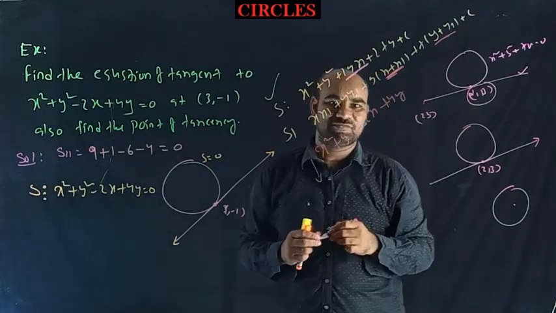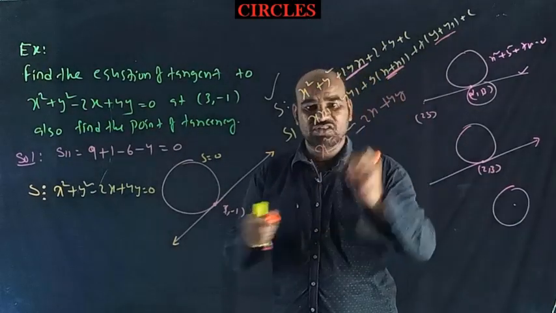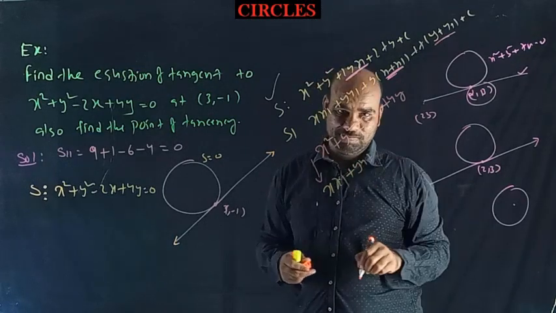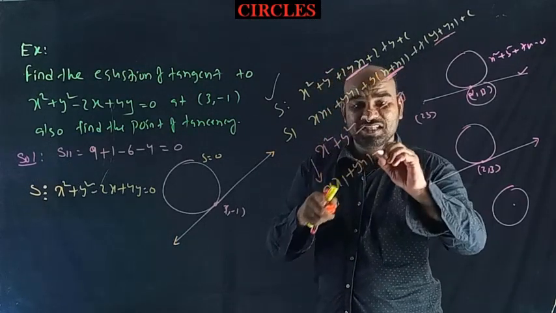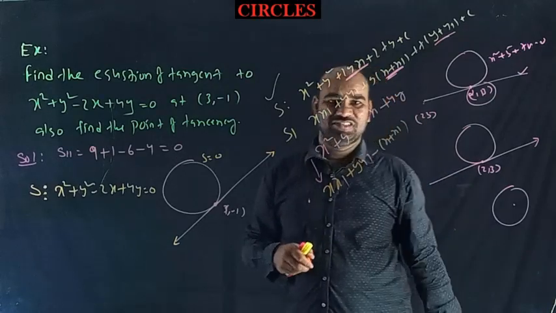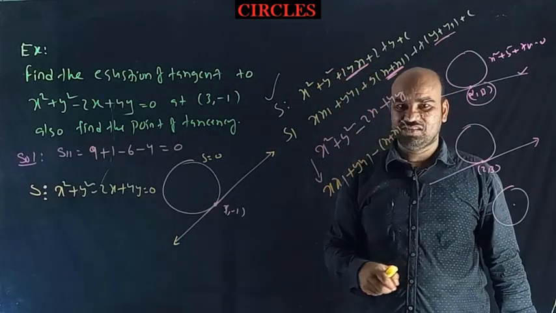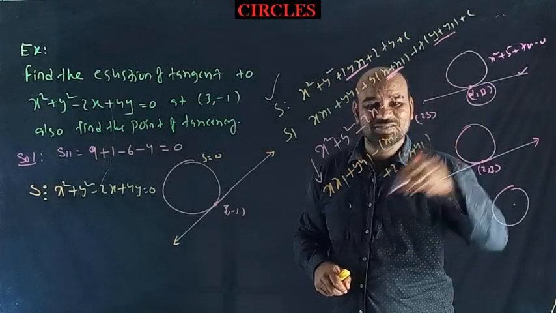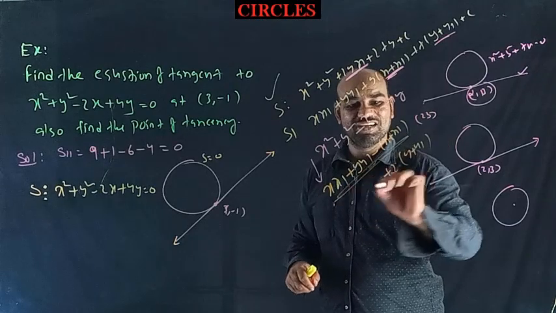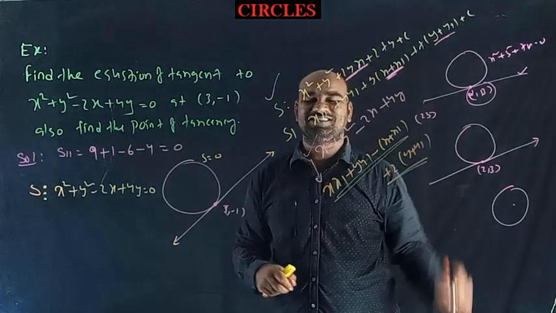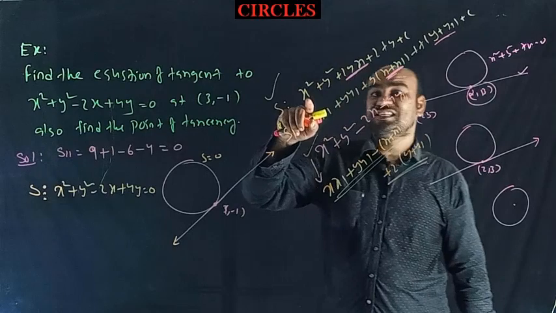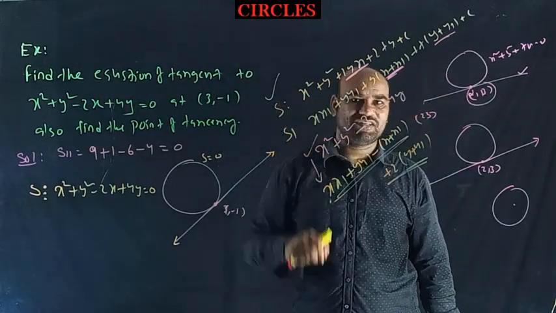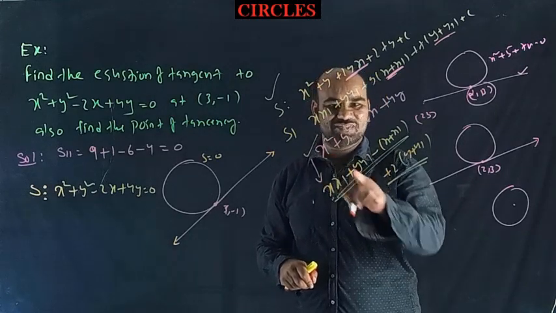How to write S1 from this? That is very important. Observe all of you. x square means I will write xx1. y square means I will write yy1. Instead of minus 2x, I will write minus of x plus x1. Instead of 4y, I will write 2 times of y plus y1. So this is the S1 for this S. That's why how to write S1 from S is very important. So here S is this, S1 is this.